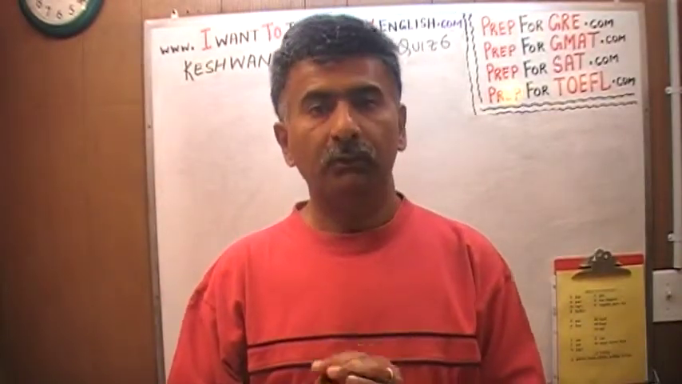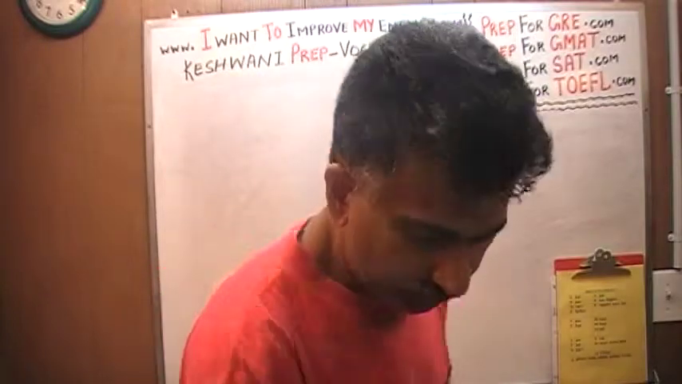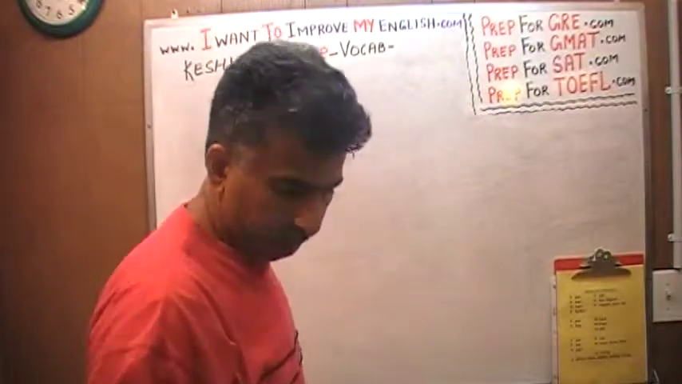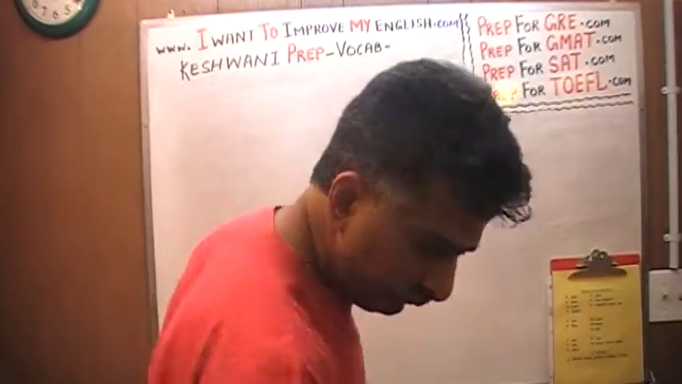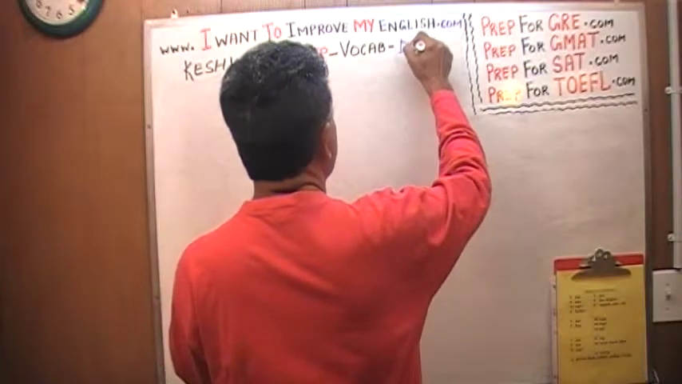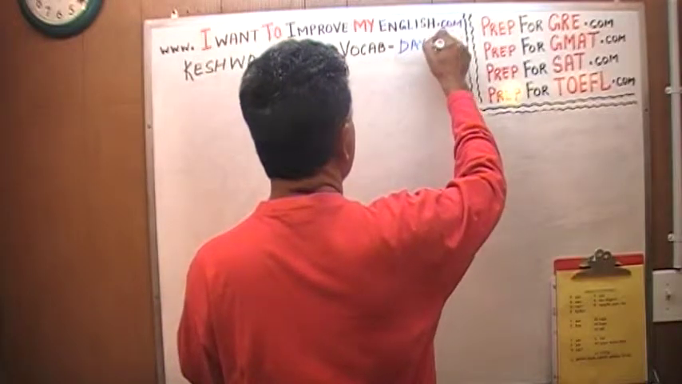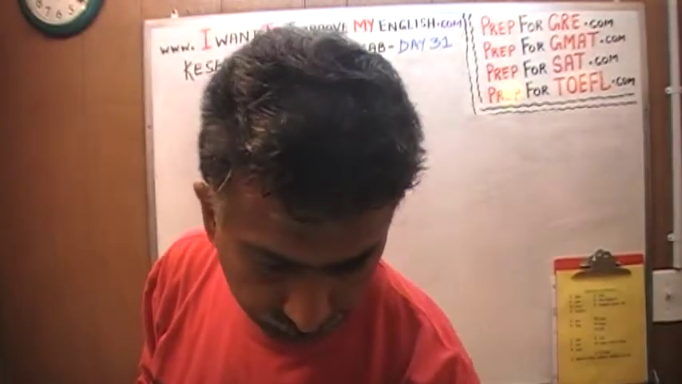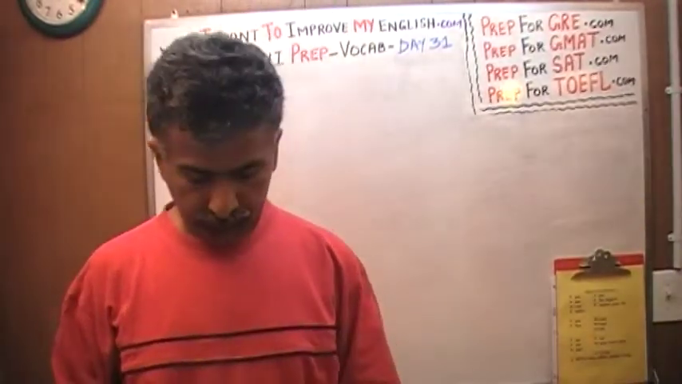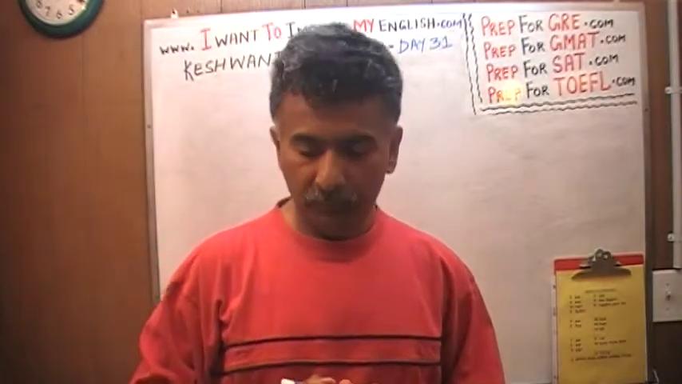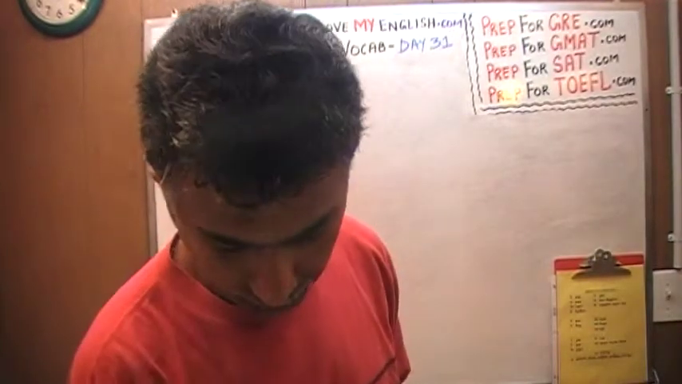We are here because we want to improve our English. We want to improve our vocabulary. Today is day number 31. The idea, as you know by now, is to learn a few new words every day and in the process improve our English, improve our vocabulary, and thereby improve our English.